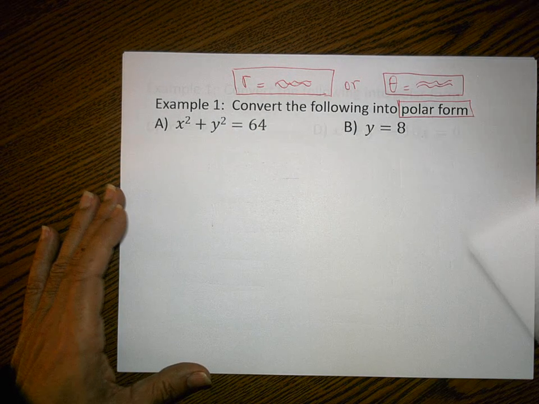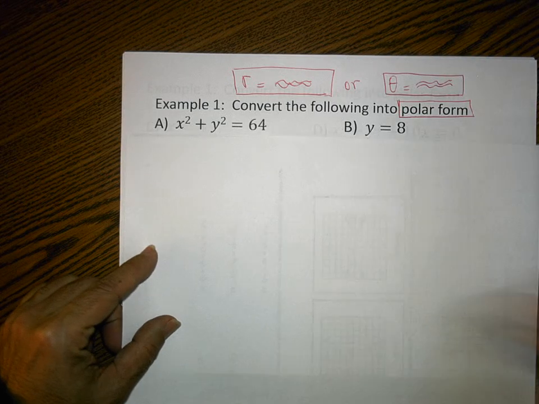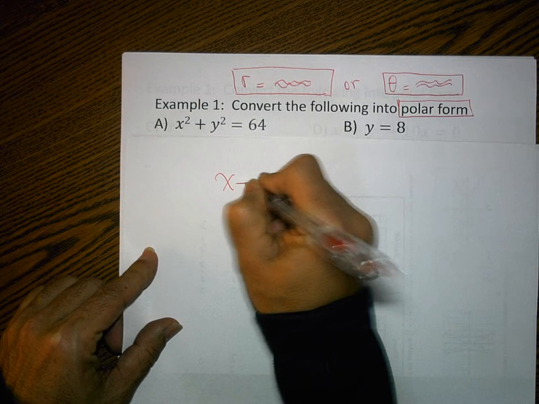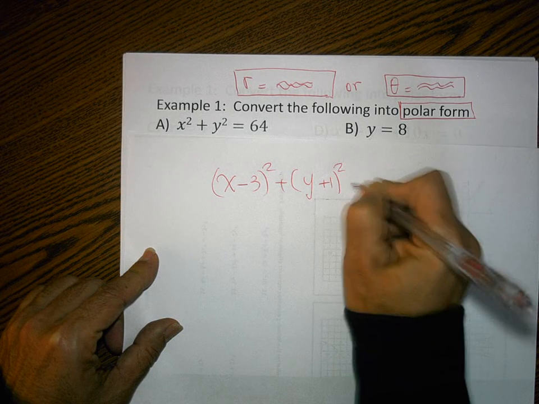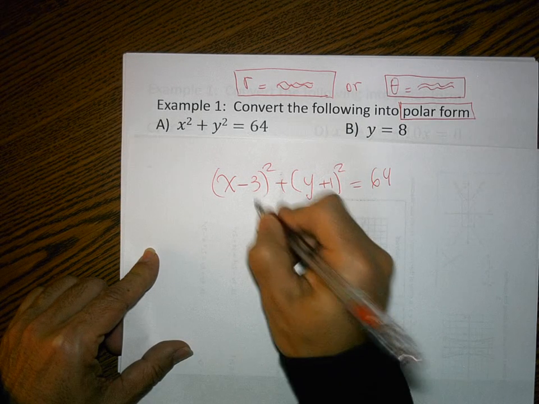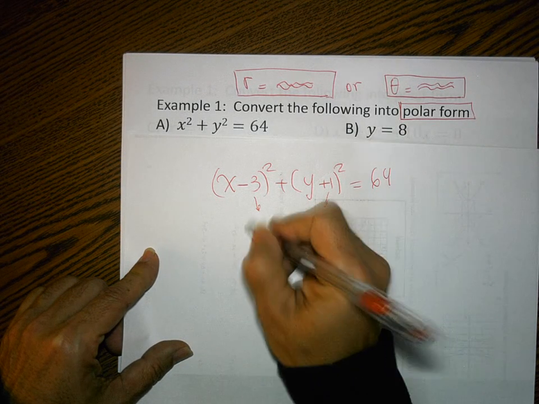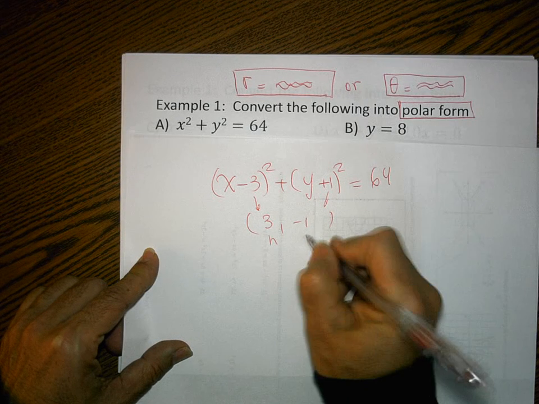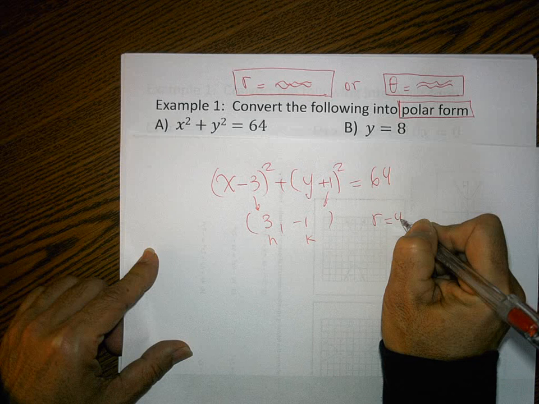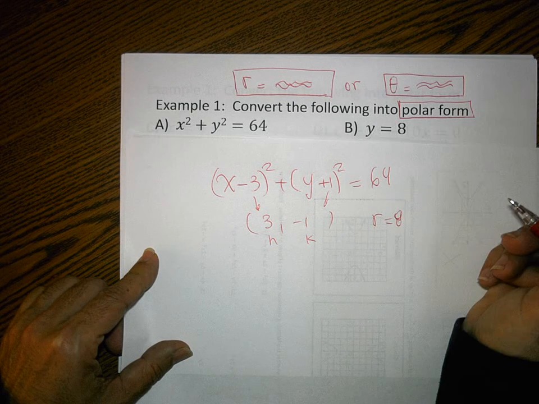Remember, I'll make a scratch paper right here. You probably don't remember, but I'm going to refresh your mind. If you had x minus 3 squared plus y plus 1 squared equals 64, I would say opposite of h, opposite of k here in this case. So it would be 3 comma negative 1 for my h and my k. And the radius is 8, because we would take the square root of the radius squared.